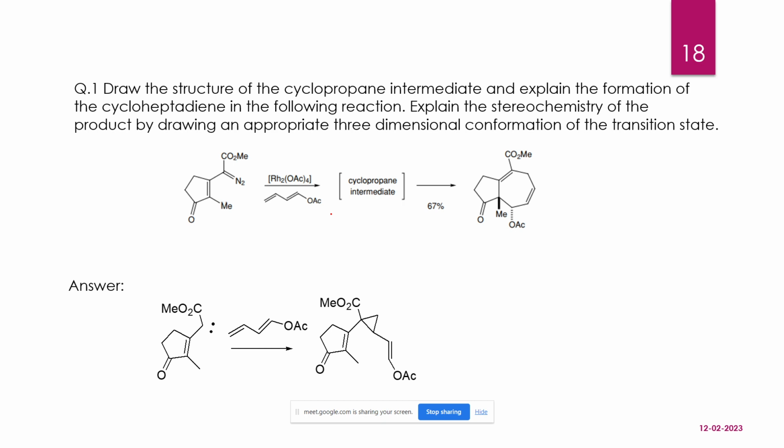So next there is a reaction. I will just solve this one. What is the question saying? Draw the structure of the cyclopropane intermediate and explain the formation of the cycloheptadiene in the following reaction. Explain the stereochemistry of the product by drawing an appropriate three-dimensional conformation of the transition state.